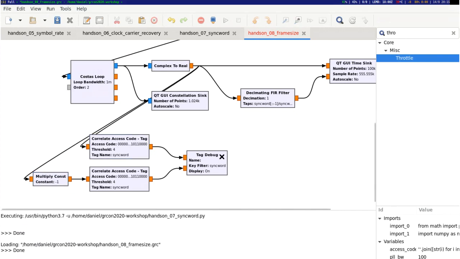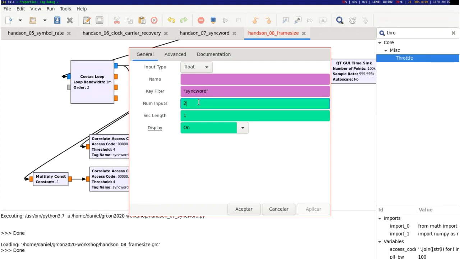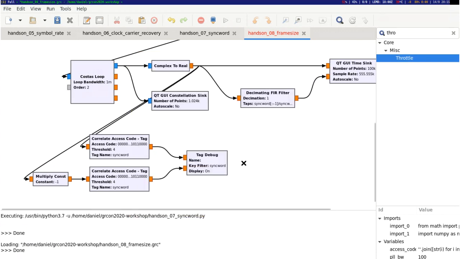And then tag debug doesn't have anything fancy. I've set it to 2 inputs because I have, well, 2 streams of data. I'm filtering it to only log on tags which are called sync word. And this is going to display some data about the sync word.